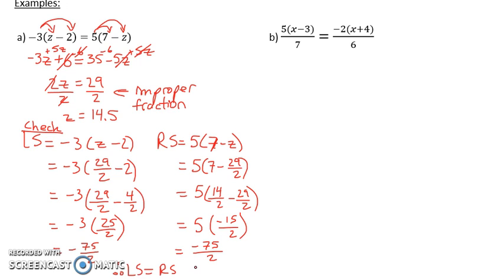So therefore the y, or z in this case, that's the variable, is equal to 14.5, or 29 over 2. So that's a way we can check it. We don't always have to check it. I might, in fact, only check it in this specific case, but we can always go ahead and check if we want to.